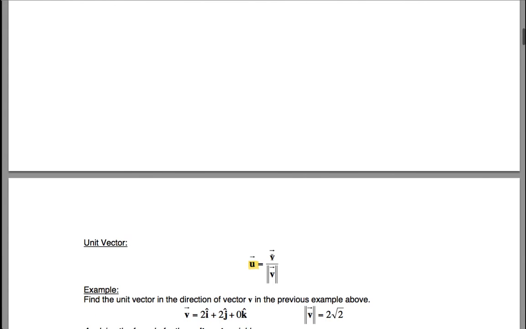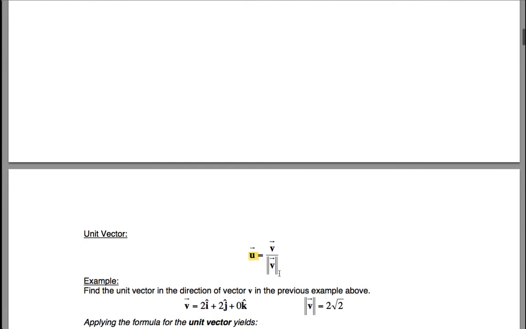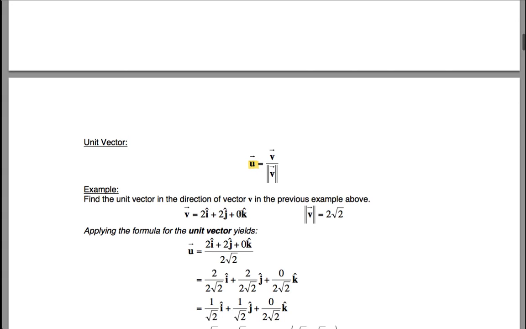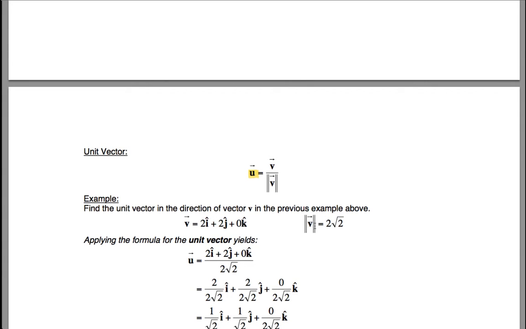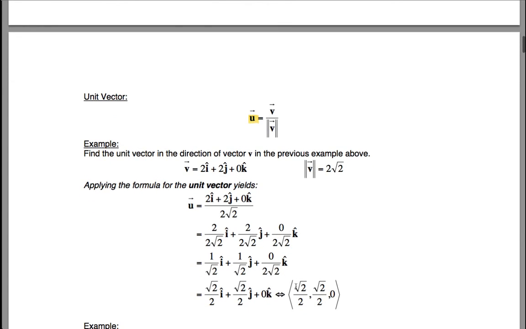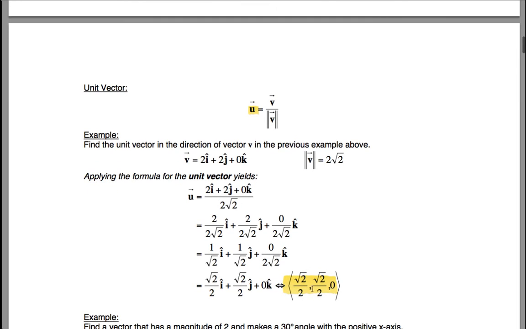Okay? So vector V over the magnitude, a vector quantity over a scalar quantity. A scalar just means it's a single number. It's not commas or ijk's. It's not a vector. So we have 2, 2, 0, and the magnitude for that was calculated above. If you just take that 2, 2, 0 divided by 2 root 2, each component, you get this here, and then your final answer for your unit vector would be this, and its distance is 1.